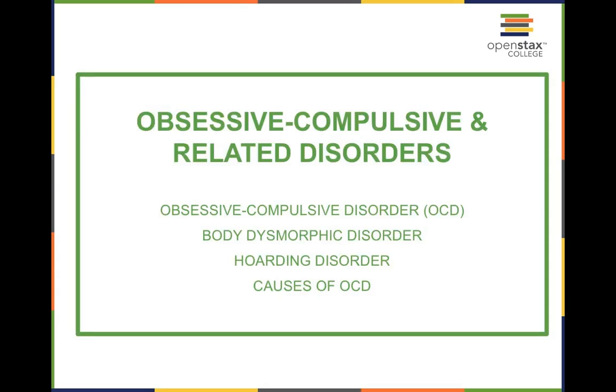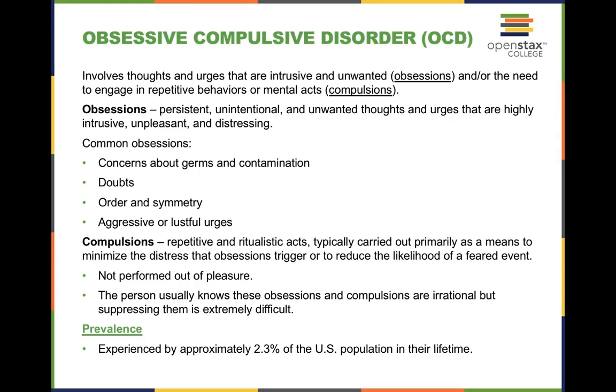Now, let's move to the obsessive compulsive and related disorder section. This is where we will talk about OCD, obviously, body dysmorphic disorder, hoarding disorder, as well as some causes of OCD. Now, when it comes to OCD, let's define this. It involves thoughts and urges that are intrusive and unwanted. So we have obsessions and the need to engage in repetitive behaviors or mental acts, compulsions.